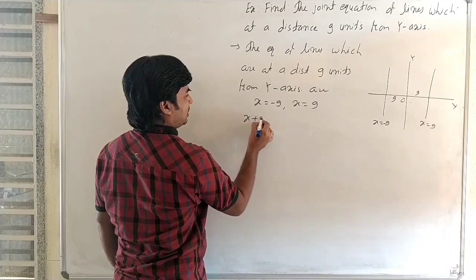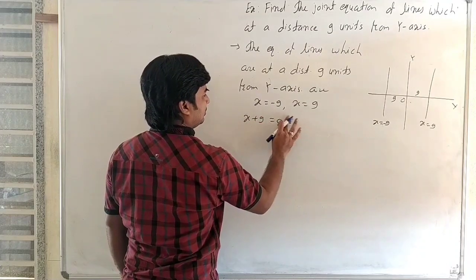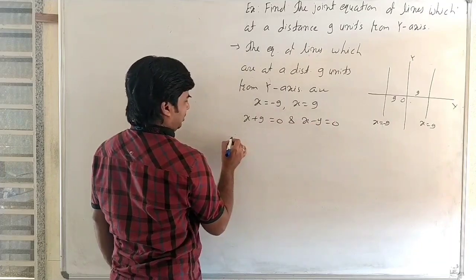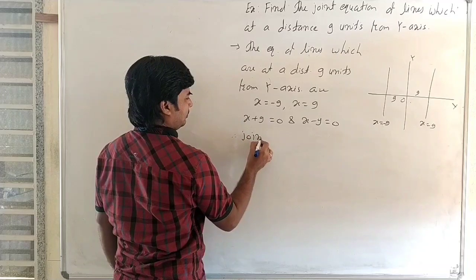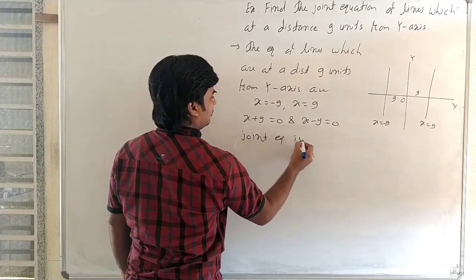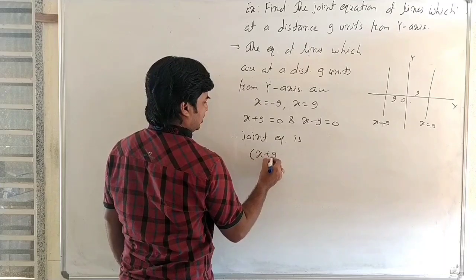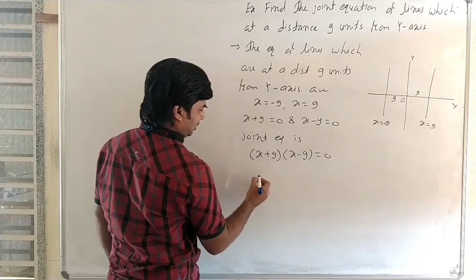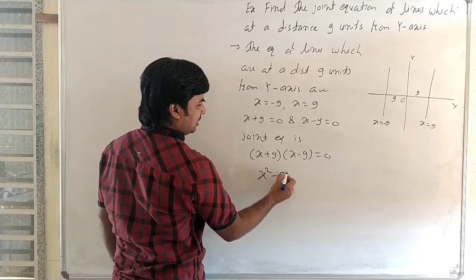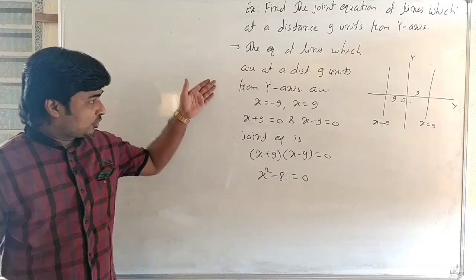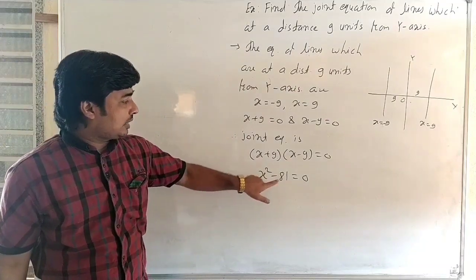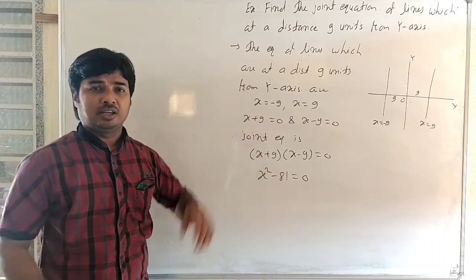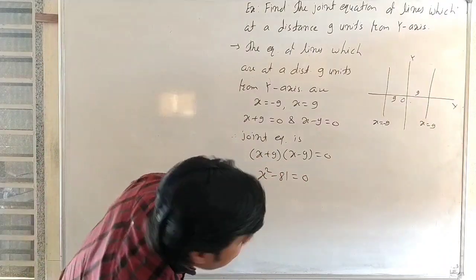Therefore x plus 9 equal to 0 and x minus 9 equal to 0. Therefore the joint equation is x plus 9 and x minus 9 equal to 0, and therefore it is x square minus 81 is equal to 0. It is the joint equation of lines. x square minus 81 equal to 0. It is a quadratic equation. Quadratic equation is also a second degree equation. Okay. Now next example.